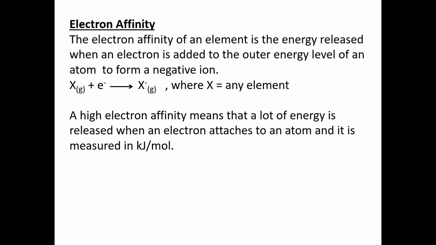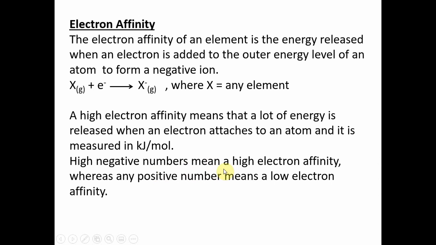And so as a result, when you add that extra electron, the overall energy of the atom actually decreases. And so it releases some energy in the process. So there's a sign that's involved in electron affinity. High electron affinity is actually a fairly high negative value, and a low electron affinity is a higher number but a positive value. So high negative numbers mean high electron affinity, whereas positive numbers mean a low electron affinity.